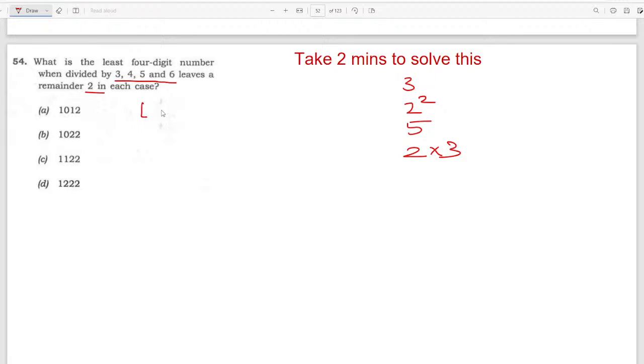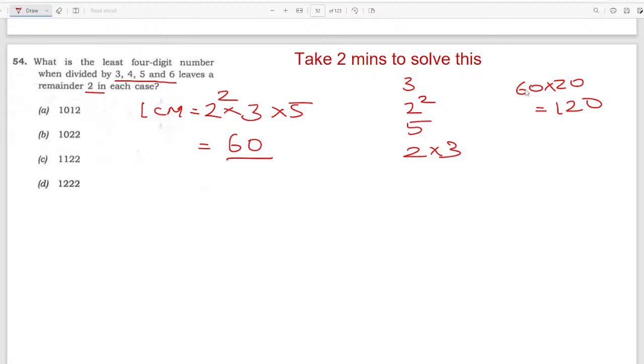The LCM of these numbers would be, we'll take 2 square, the highest power of 2, then 3, the highest is 3 itself, and then 5. This is 4 times 3 is 12, times 5 is 60. The LCM is 60. And we need to find the least 4-digit number, but this is a 2-digit number. So for 60 into 20 is 1200. And 60 into 3 is 180.